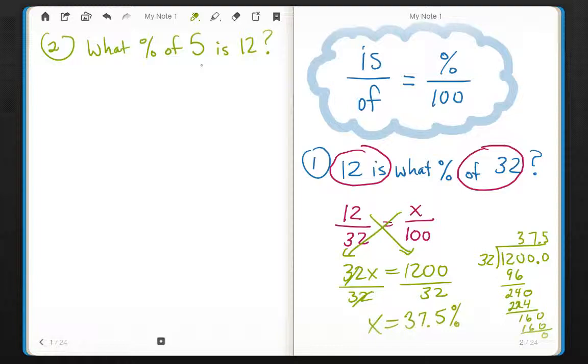Is this what all the questions are? Yeah, really most of them will. We'll have a few word problems where it's not as straightforward, like in one sentence, and you have to pick out which one's the is and the of.